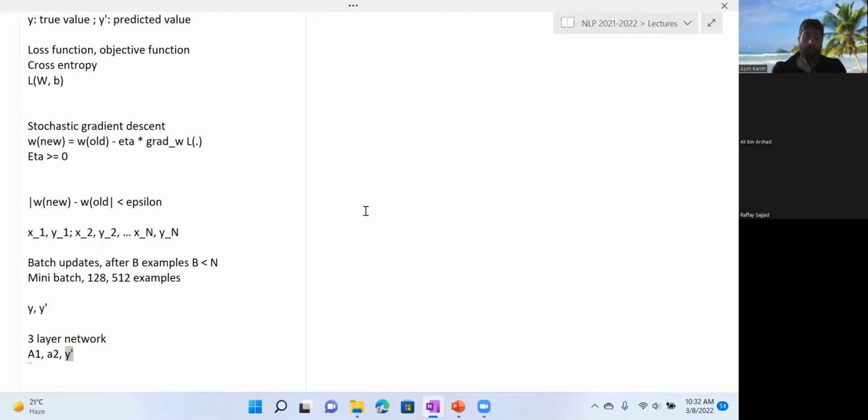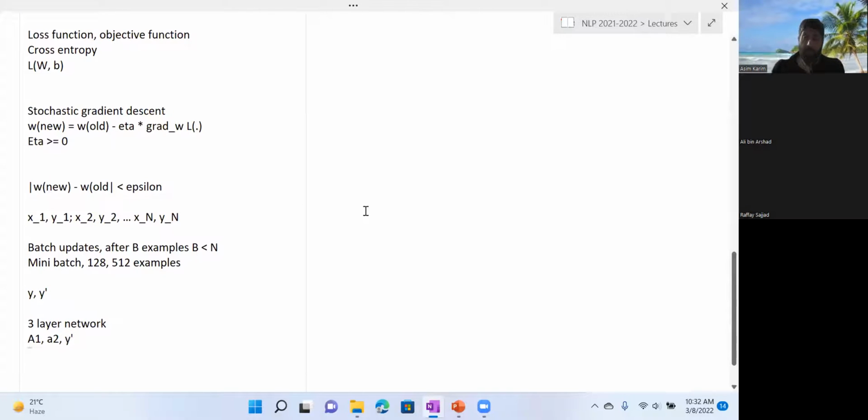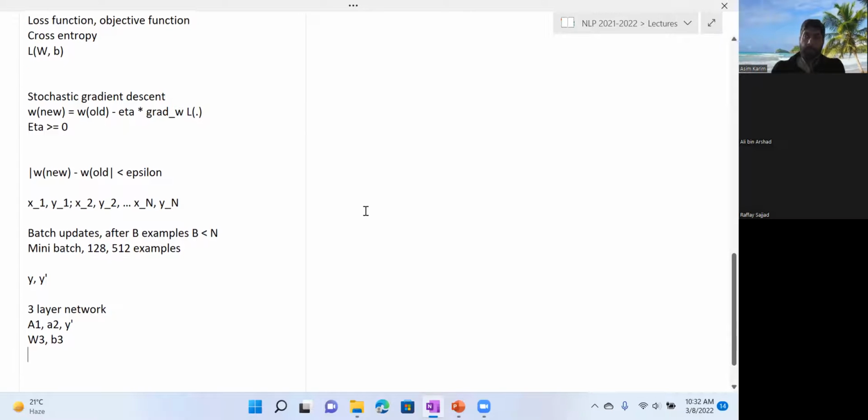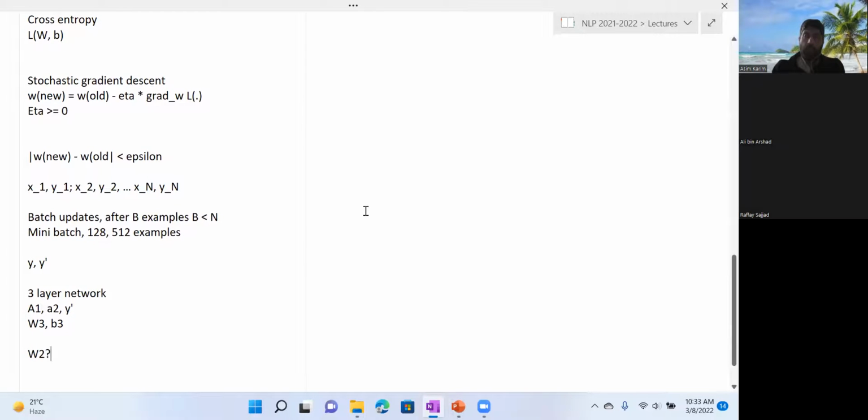So for Y prime, you have the exact error or loss because you know the true value Y. And then of course, using that, you can update W2 and B2 directly using the stochastic gradient approach because you have the loss. But what about, for example, W3, sorry, because I said it is a 3-layer network, okay? So what about W2? How do you have that loss there?